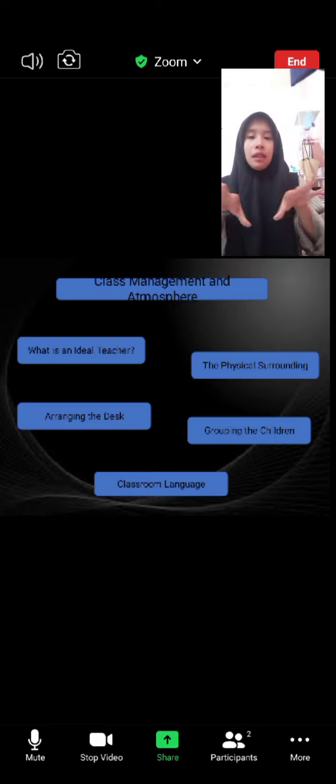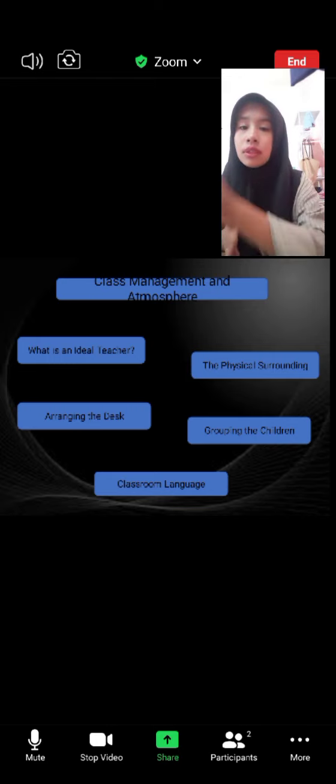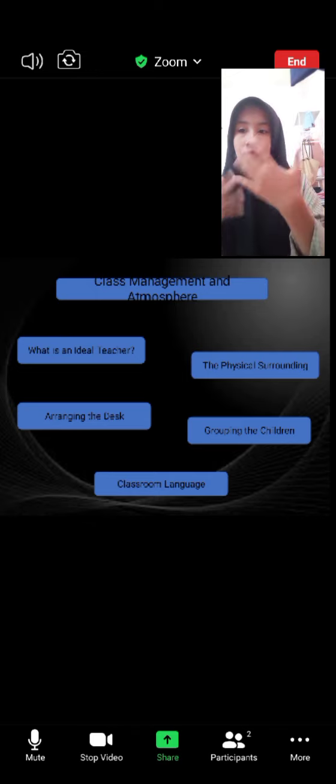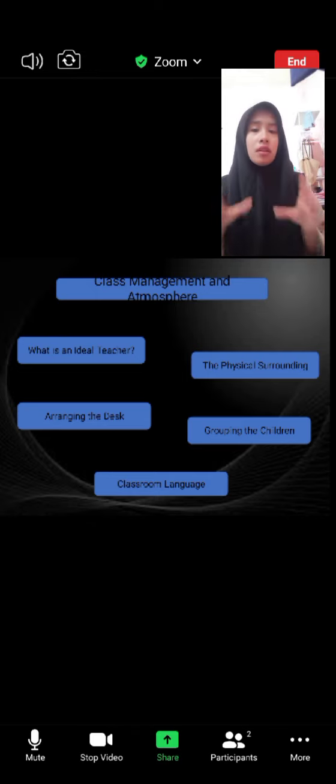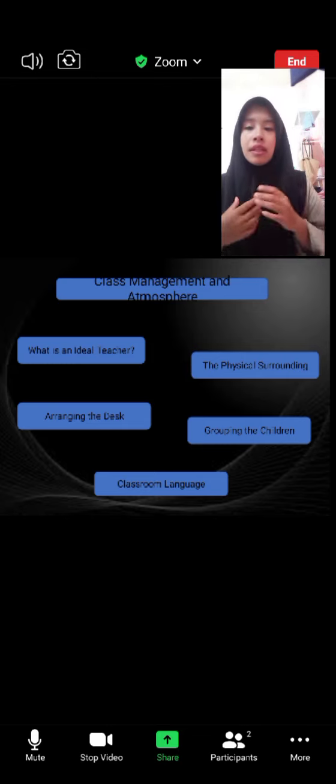For example, you have to make a way in the middle so that it is easier for you to control them from the front up to the back. So you will not only stand in front of the students, but you can go around the students. So that's easier to control them.